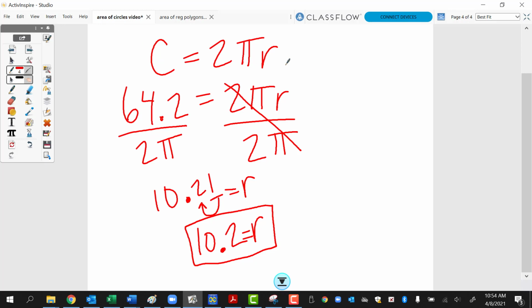Make sure you're using the formula they're asking. If it says circumference, use 2 pi r. If it says area, use pi r squared.